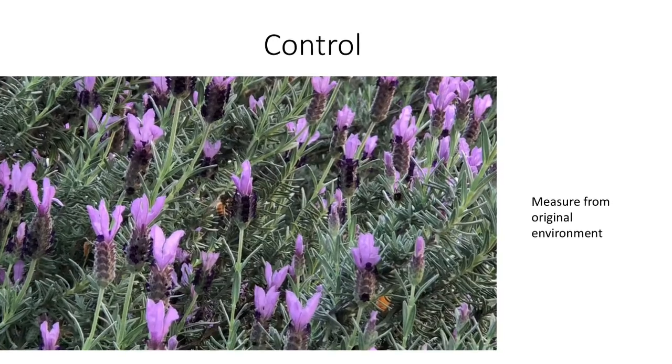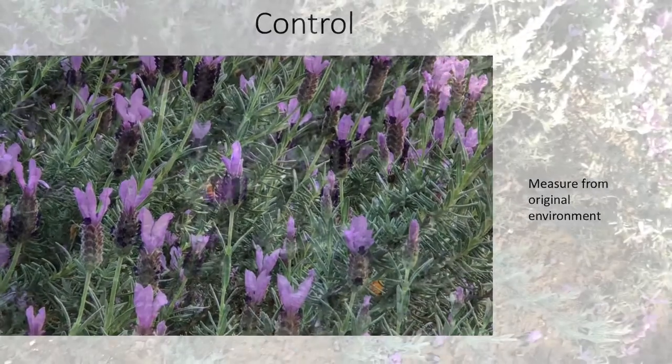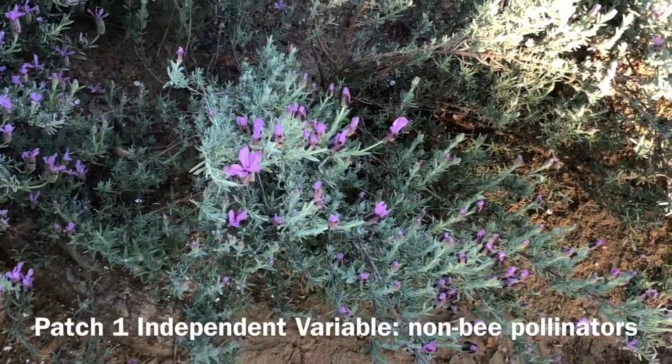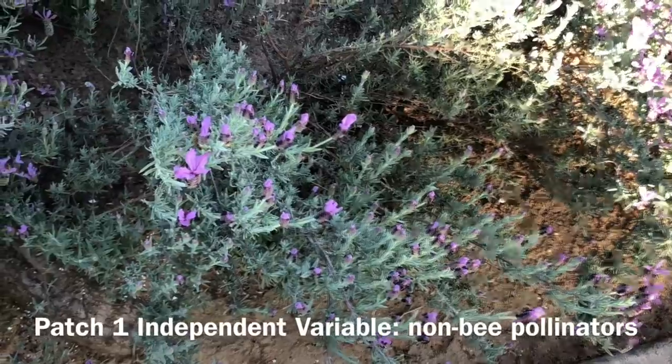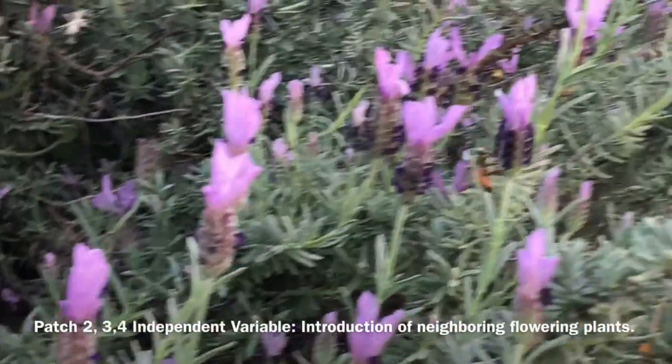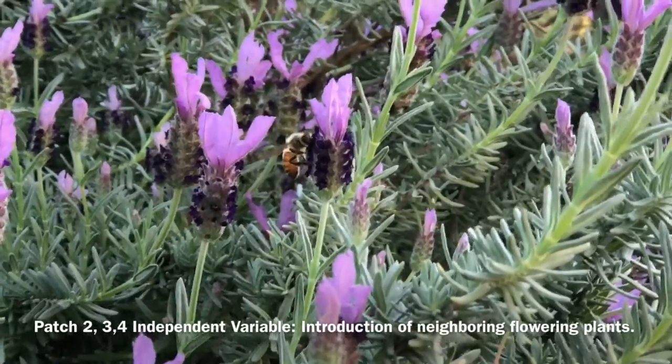For our control, we will replicate the lavender patches that were originally observed. The independent variable in patch 1 would be a pollinator other than bees. An example of this could be indigenous butterflies found in the region. In patch 2, the independent variable would be the introduction of competing flowering plants.